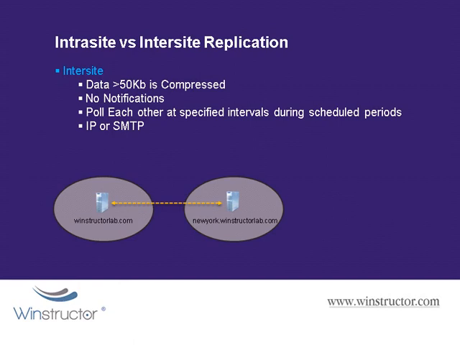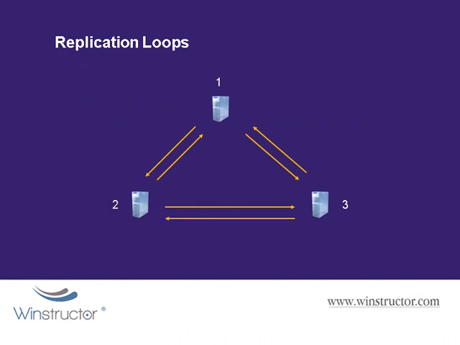Instead, one domain controller in each site will act as what's called a bridgehead server, and that handles the replication to the bridgehead server in the other site. Now, this inter-site replication occurs during scheduled periods, and if there have been directory changes and replication is required, then the changes are pulled to the domain controllers that require the changes. Now, unlike intra-site replication, inter-site replication doesn't use remote procedure calls, it uses the Internet Protocol, or SMTP.